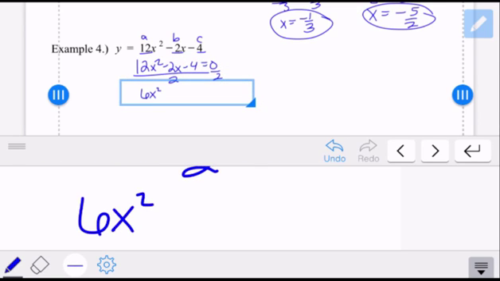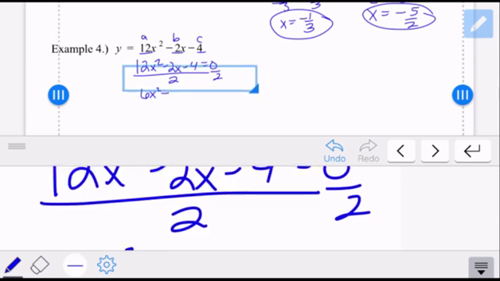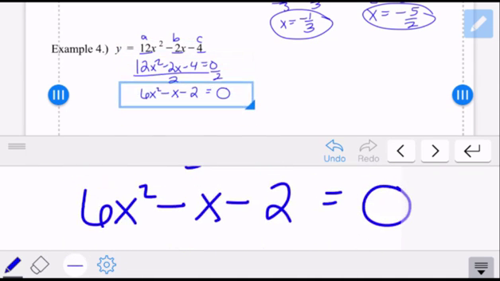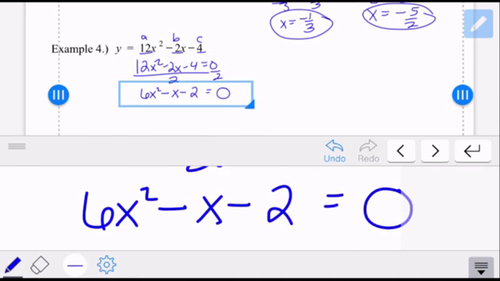So we would get 12 divided by 2 is 6. So we have a 6x squared minus 2 divided by 2 would just be 1. So minus 1x in the middle. And 4 divided by 2 gives us a 2. So we have a 2 at the end, and our other side is still just 0. So then look, these are much smaller numbers, so that'll be a little bit better to deal with. We still need to do A, B, and C. Remember, this would be like a -1 in front of the x.